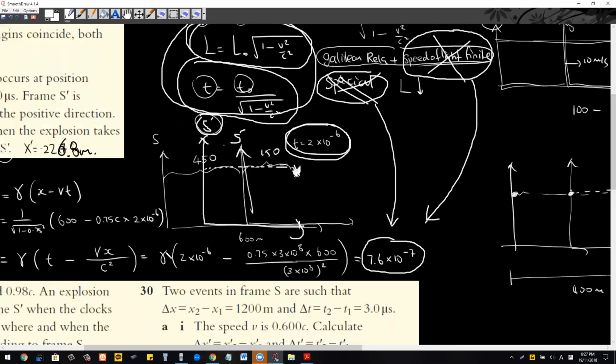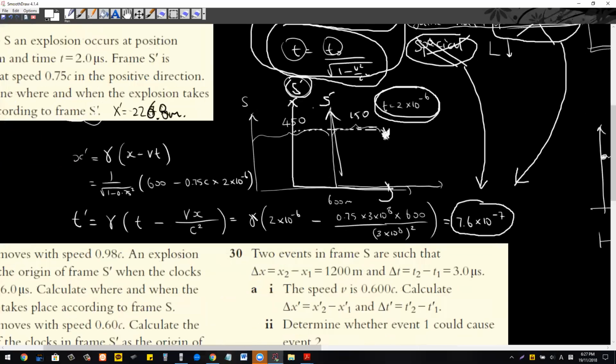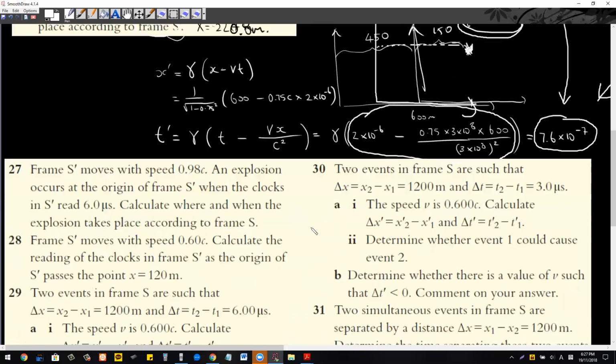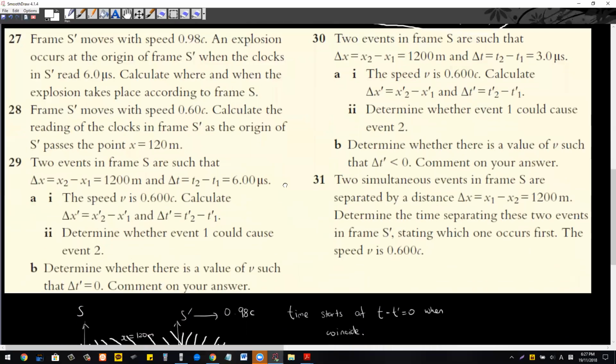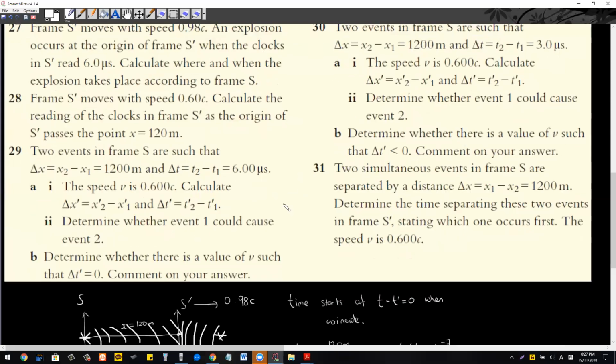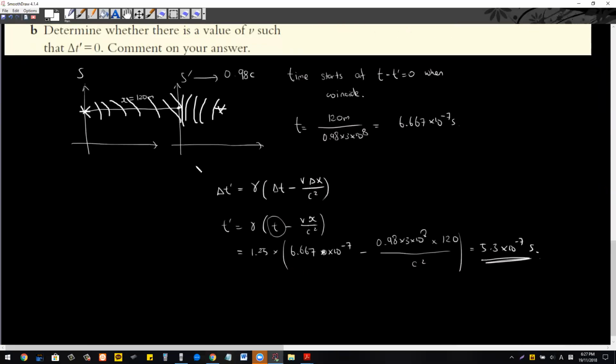That's why you multiply by this gamma here. What happens if we ignore this gamma? I think you will still get a shorter time. So maybe this bit here is what I'm talking about without special relativity. Anyway, let's move on to question 27 here. I'm just going to get rid of all this.